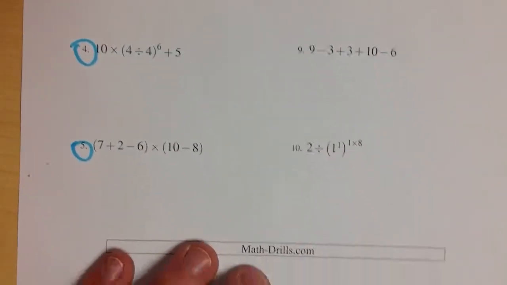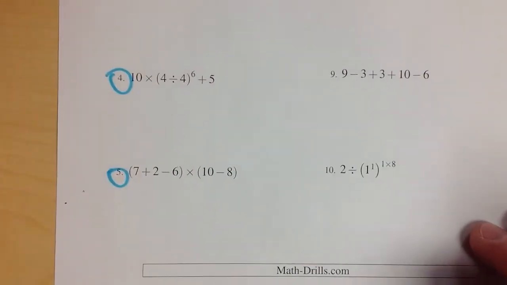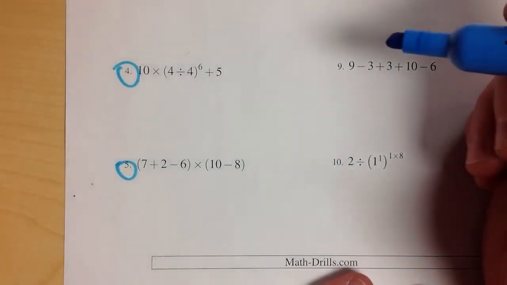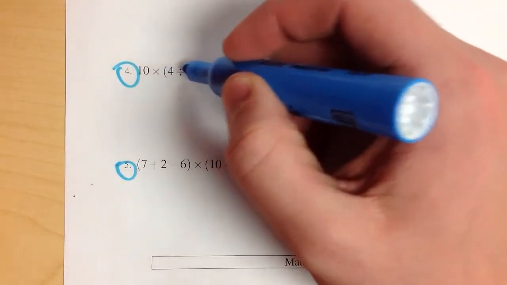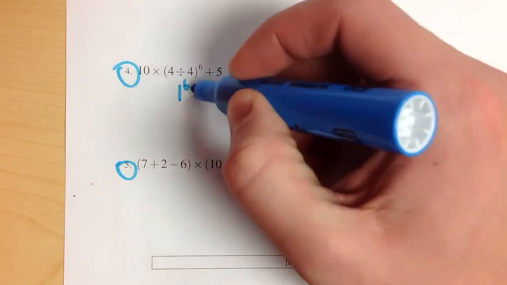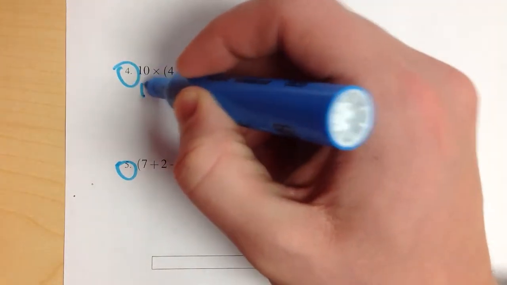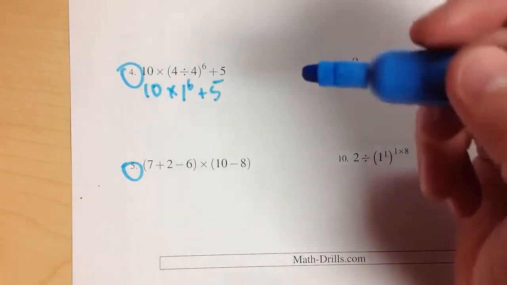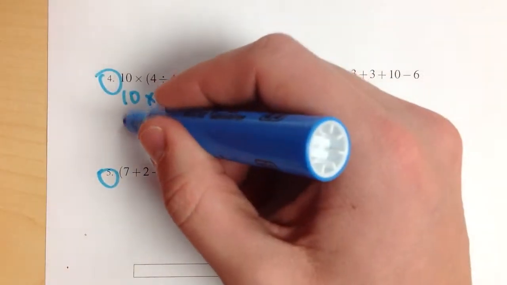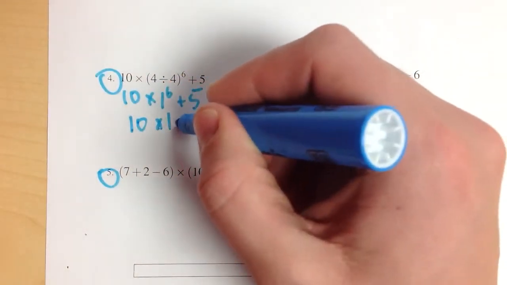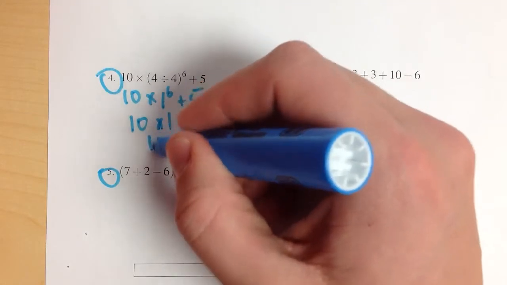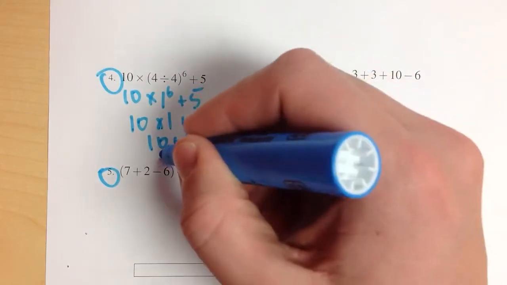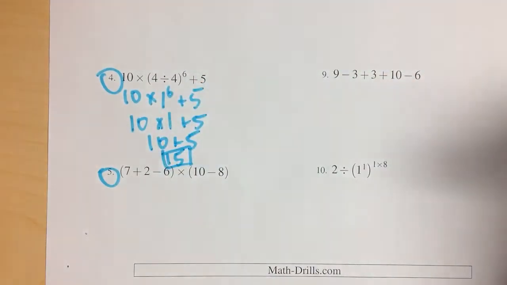And then finally in group 3, I chose 4 and 5. For number 4, inside parentheses, start with that. 4 divided by 4 is 1 to the 6th plus 5, and then times 10 on the front. 1 to the 6th power is just 1 times 1 times 1 times 1 times 1 times 1. It ends up being 1, so this ends up being 10 times 1 plus 5. 10 times 1 is 10, plus 5 is 15 for number 4.